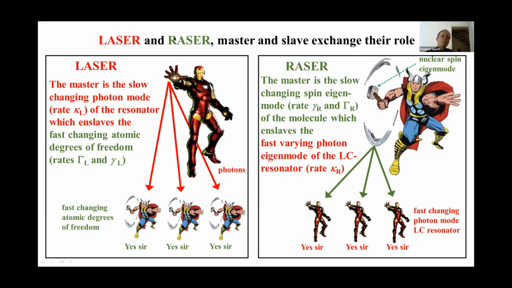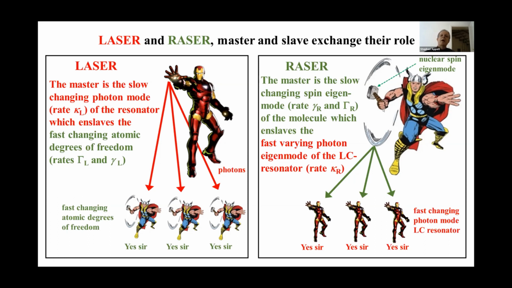Now the RASER is basically the opposite of this scenario. So Ironman changed its role, and Thor changed its role, and now Thor is the master, the RASER. The master is the slow changing spin ion mode. So we have the relaxation. The spin modes are now directing the photons. The photons have to follow basically what the slow spin motions are doing. So this is a nice picture about the RASER.